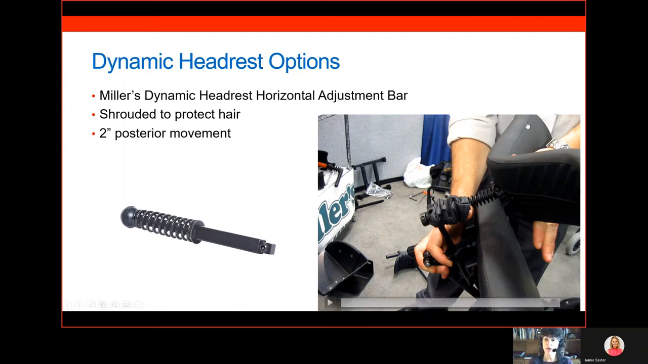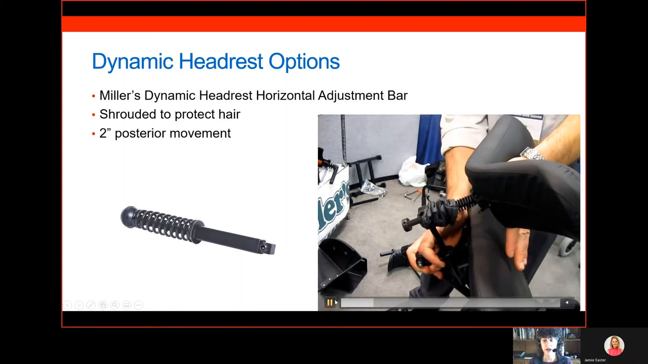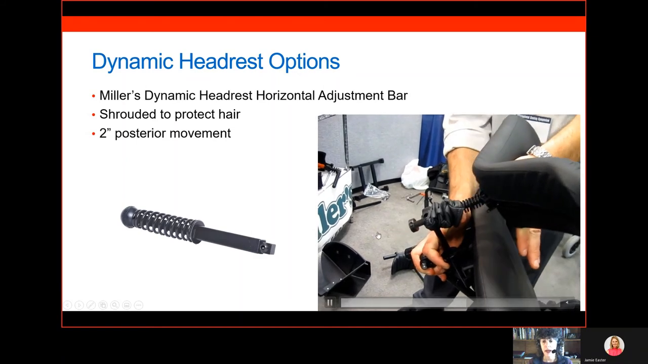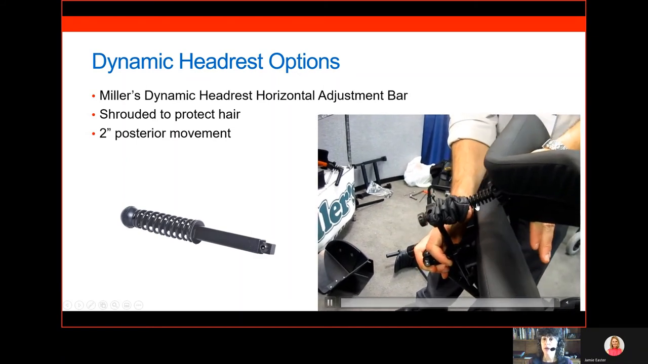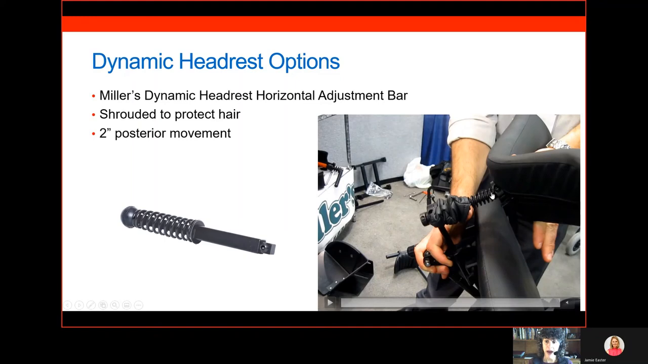So if you have a client whose hair is long enough to get into these springs, you can imagine as this moves back and forth that that hair can get caught and pulled. Despite this shroud, some of the clients I've worked with who have this particular dynamic component have a lot of hair in that spring. So it is a consideration when we're looking at this hardware to make sure we're not causing hair to be pulled out. That doesn't feel good. We don't want that to happen.